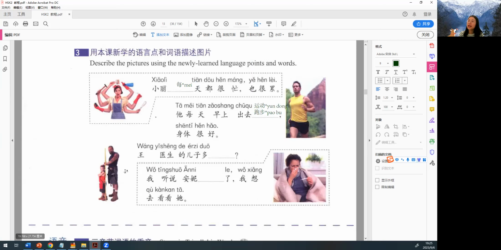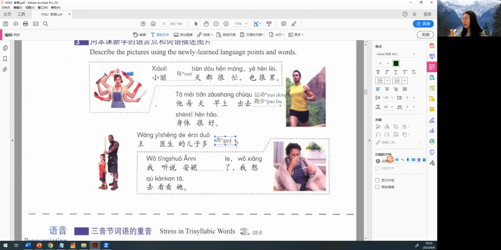And then let's look at number 3. This picture over here. 王医生的儿子多. Okay, that's a question. So in this picture, we know that it's asking how tall his son is, right? Here should be 多高. 高 here.